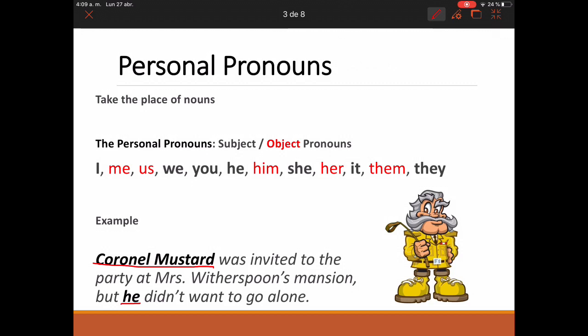We use subject pronouns to replace, as you see here, the same subject, Colonel Mustard. Instead of repeating that word, in this case this name, we just place a pronoun. So we're always going to look that in a paragraph we have to use subject pronouns to replace the names of persons or objects. So if you have cleared that, we can continue.